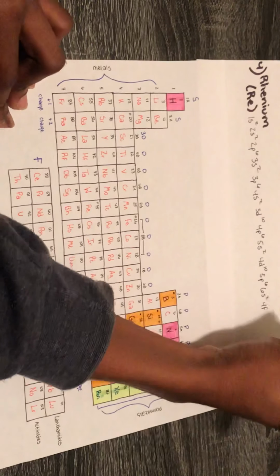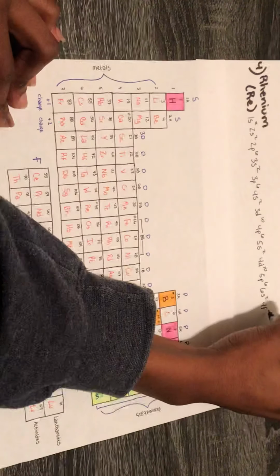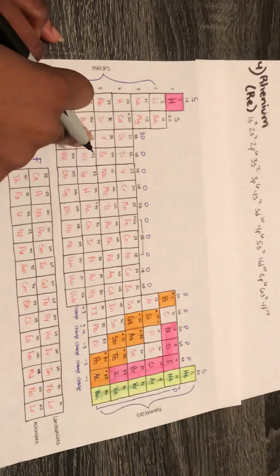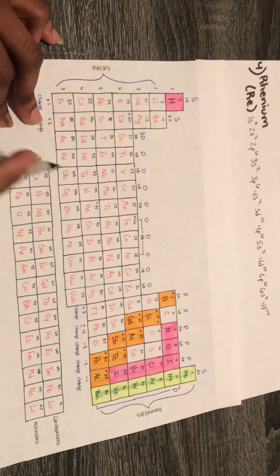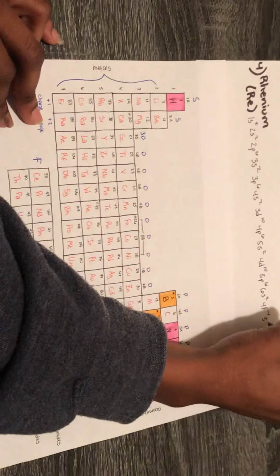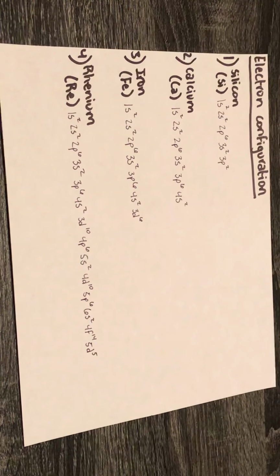So 4f. And if you remember, f had an orientation of 7, and each one can hold 2. So 7 times 2 gives you 14. So 4f14 takes care of all of these. Then you can come back up to right here, making the next one 5d: 5d1, 5d2, 5d3, 5d4, 5d5. And you are done with the electron configuration for that one. Now we're going to move on to the orbital diagram.